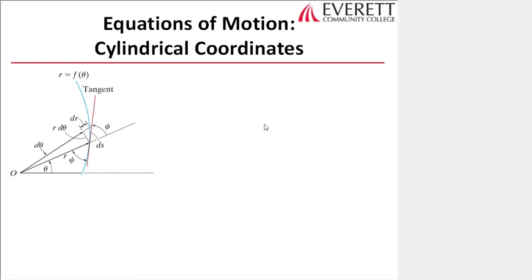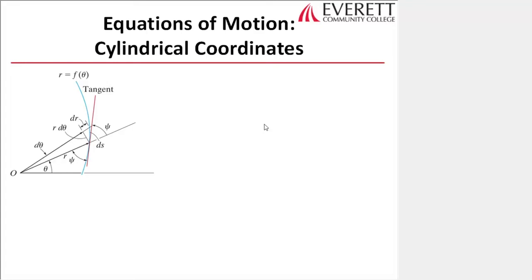Equations of motion in cylindrical coordinates is the same idea. We're just going to have a different coordinate system. And I'll remind you really quick of what a cylindrical coordinate system is. Cylindrical coordinate system is fixed. So it's not like normal tangential. It's more like rectangular.